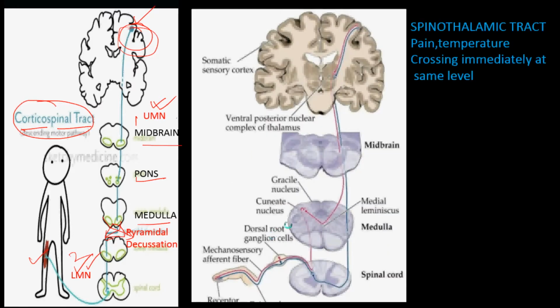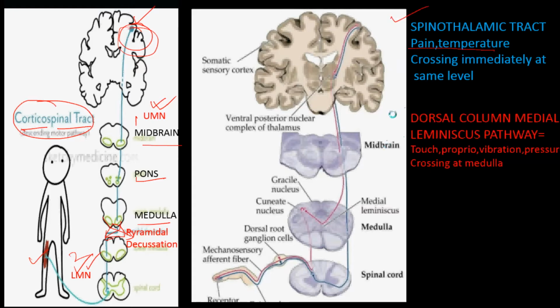In blue, we have the spinothalamic tract, and this is associated with sensations of pain and temperature. In red, we have the dorsal column medial lemniscus pathway, which carries all sensations except pain and temperature. The main difference is the crossing. Now let's look at the spinothalamic tract in blue. The spinothalamic tract, as you can see here, enters from the receptor in the spinal segment, and it crosses immediately in the spinal cord without ascending, and eventually it ends in the sensory cortex.